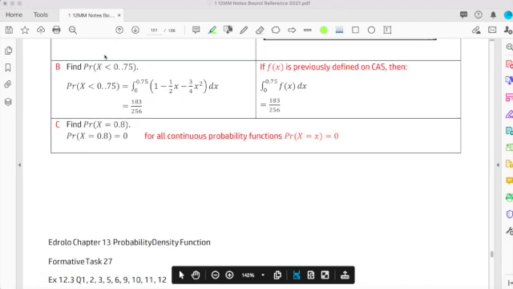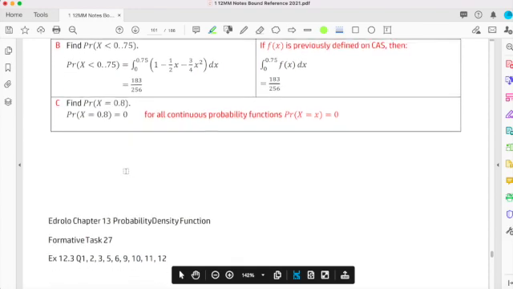You might also be asked to find probabilities. So x is less than, that should be just one decimal point, 0.75. Just enter those two terminals and it'll give you the answer. Don't forget that for any continuous distribution, the probability of x being equal to a particular value is always 0. So you don't have to reach for your calculator for that.